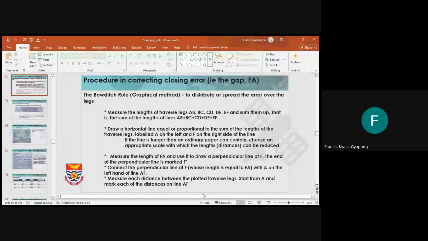Okay, so after you have done that marking, you write D. That's your D. That is your D.